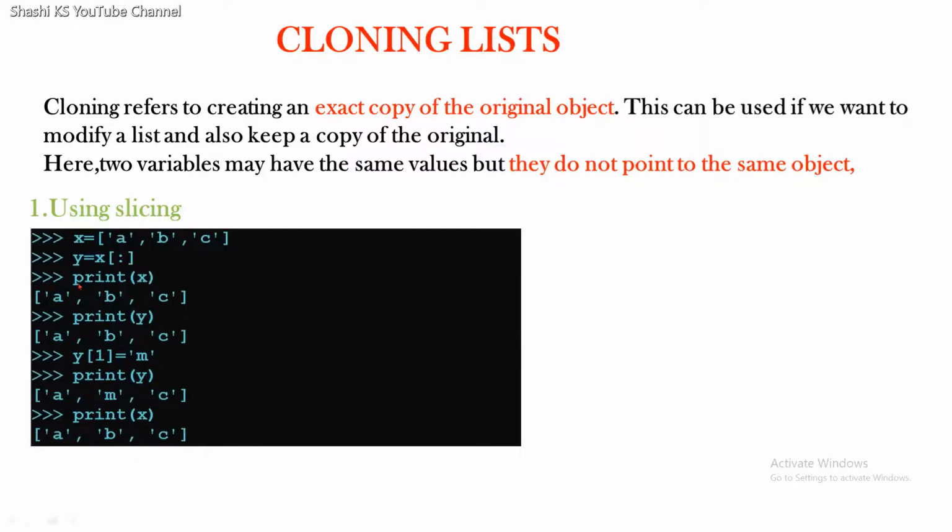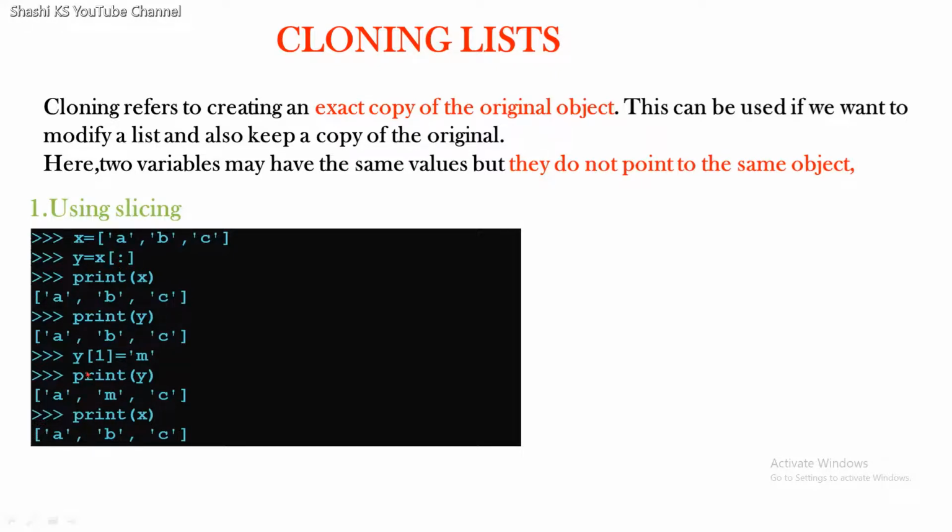So here you can see that I have created a list called X, which contains the elements A, B, and C. And then I say Y is equal to X, and then simply the colon symbol inside the square brackets, which means the exact copy of list X will be created, and it will be stored in list Y. So you can see that later when I print X as well as Y, it contains the same elements A, B, and C. All the elements of list X will be copied and stored in Y.